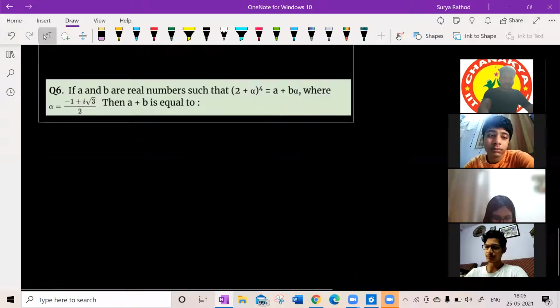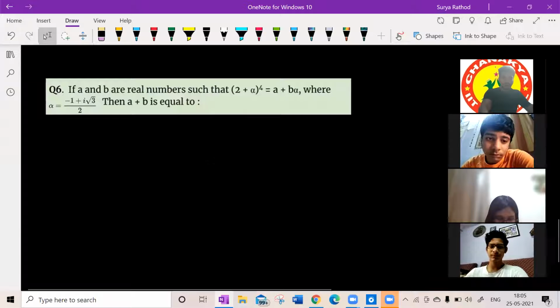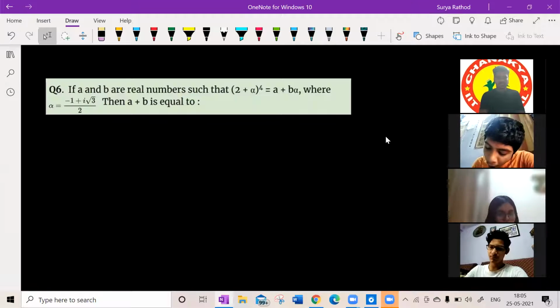Okay, next question. Solve this one, make it fast. Look at this here. A and B are real numbers. A and B could be anything.